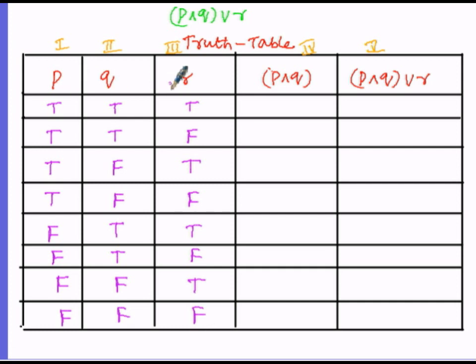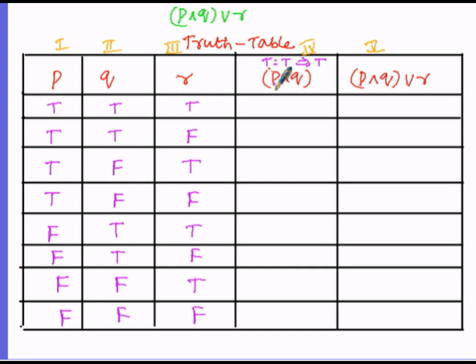But in the next column we have to find out P and Q. The connective of the statements P and Q is AND, so it will come under the conjunction. So we have to find the conjunction of these two statements, P and Q. The condition of the conjunction is: if the first statement is true and the second statement Q is also true, then the conjunction will also be true. P lies under column number 1 and Q lies under column number 2, so we have to see under columns 1 and 2 in order to find the conjunction P and Q.